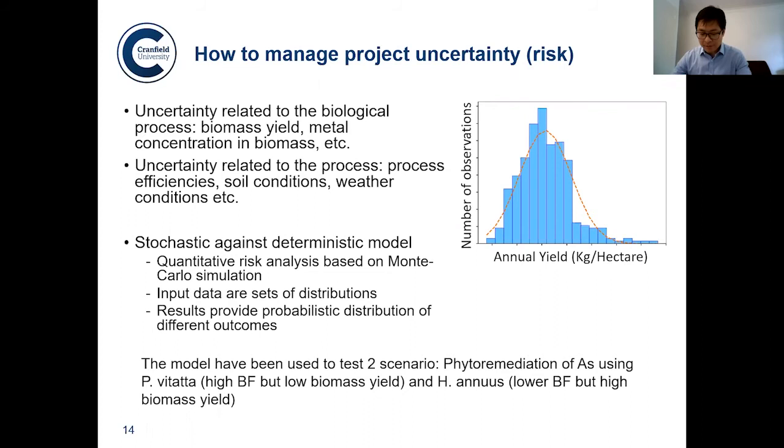So once we started thinking about the financial model and we started to gather the input data for the financial model, for example, we started to think about the biomass yield for a particular crop that potentially can grow for the phytoremediation project. But then we soon discovered these data, which you collect from historic records or literature papers, are not deterministic. In other words, if people ask you what is the yield of a particular plant, you can't give them a simple answer.